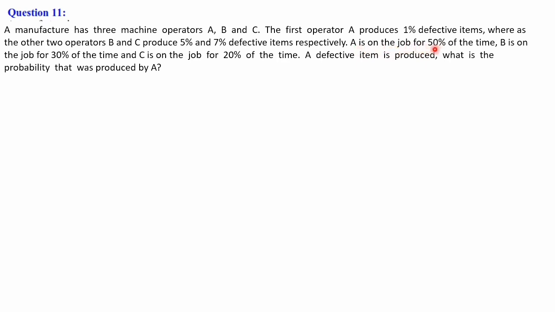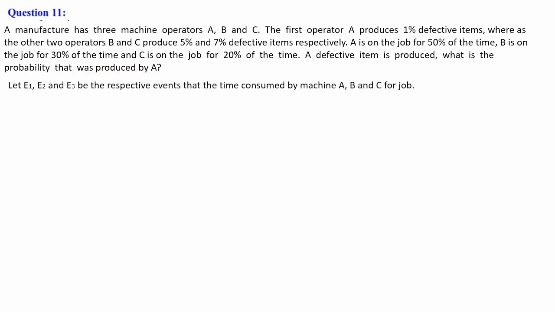That is, A is on the job 50% of the time, B is on the job 30% of the time, and C is on the job 20% of the time. And a defective item is produced. Here A, B, C are mentioned, so we have to use another alphabet. If a defective item is produced, what is the probability that it was produced by A? So it is a reverse probability question.